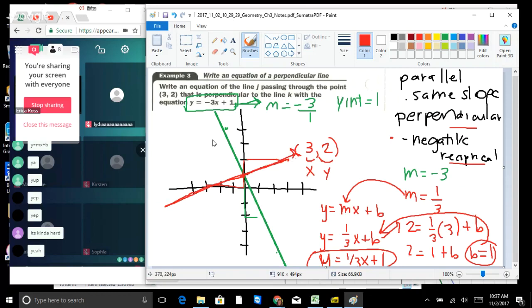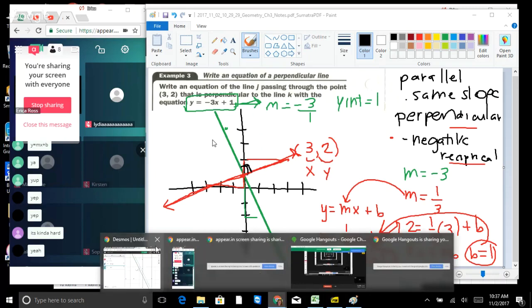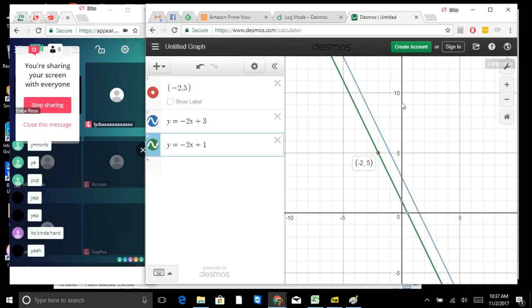All right. And you can see, now my drawing is not perfect, but the green and the red line appear to be perpendicular to each other. If I did an exact graph, it would be better. But they look pretty good. Okay. And if I flip to my Desmos, my graphing tool. Let me see if I can make the window small.